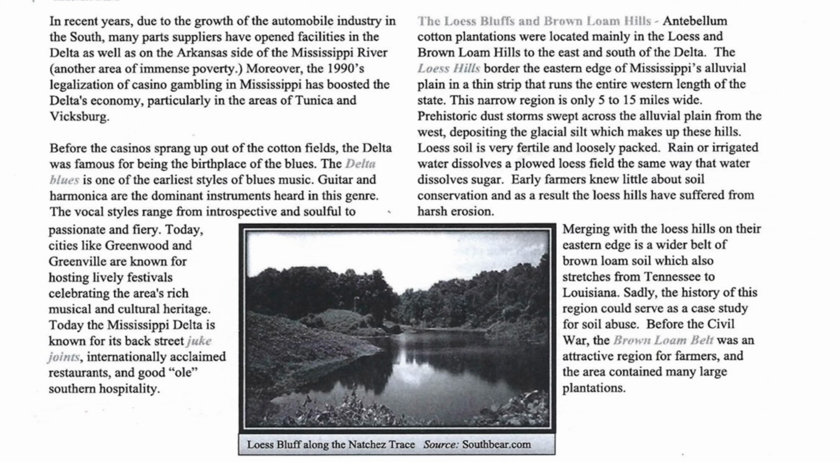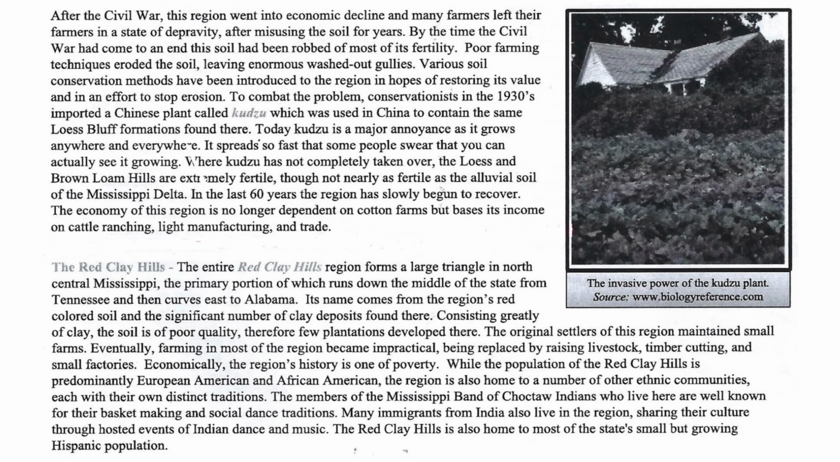Sadly, the history of this region could serve as a case study for soil abuse. Before the Civil War, the Brown Loam Belt was an attractive region for farmers, and the area contained many large plantations. After the Civil War, this region went into economic decline, and many farmers left their farms in a state of depravity after misusing the soil for years. By the time the Civil War had come to an end, this soil had been robbed of most of its fertility. Poor farming techniques eroded the soil, leaving enormous washed-out gullies.